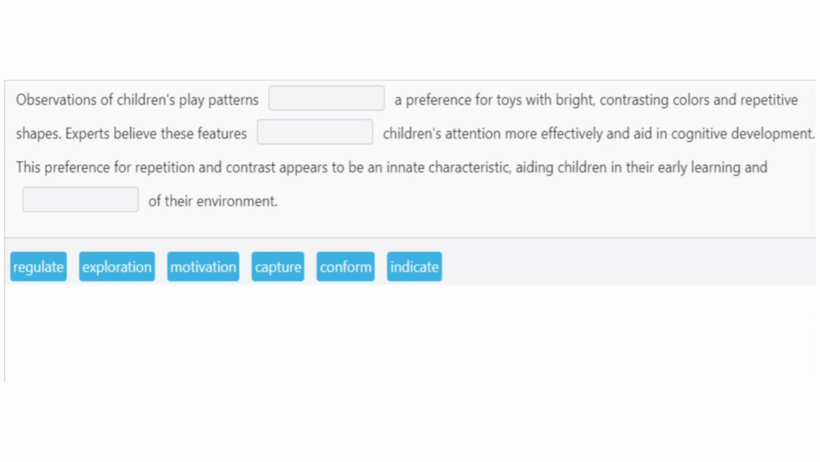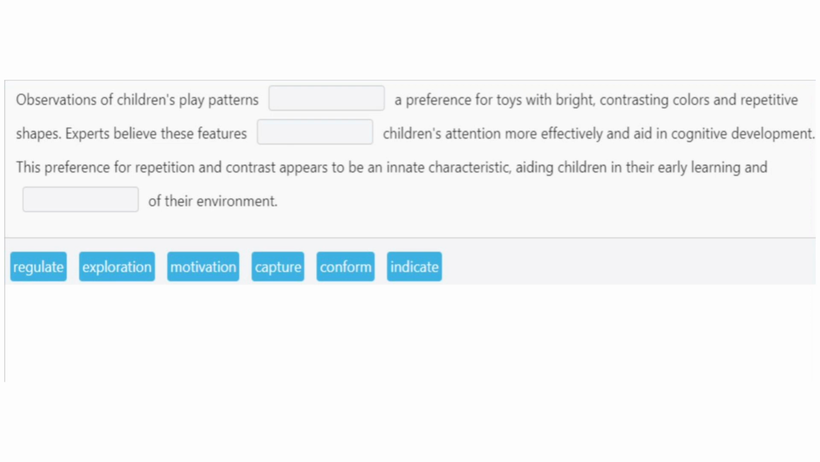Experts believe, so we are done with the indicate option, right? Experts believe these features dash children's attention. Now again we need a verb over here because features is a subject and now it has to be followed by a verb. So what verbs do we have? We are left with three verbs, that is capture, confirm and regulate. So what verb? I'll just give 2-3 seconds to think. Experts believe these features capture children's attention, right? Okay.